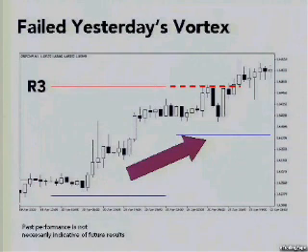There's a failed yesterday's Vortex. You can see an example here where it rose up, it hit R3 for the previous day, started to fall, opened up trades, and then just took off.